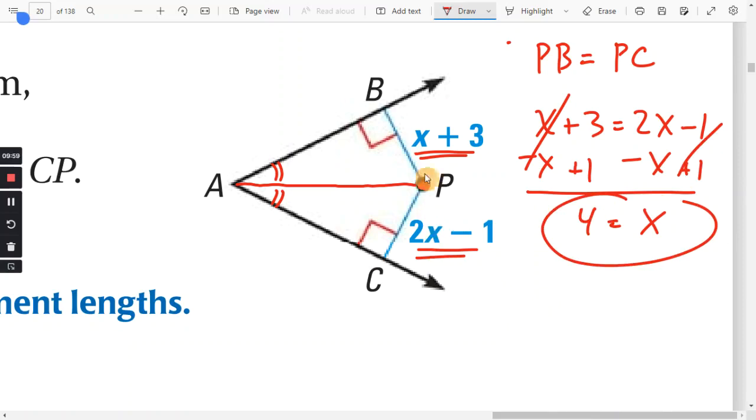If you wanted to plug it in, 4 plus 3 would equal 7. And 2 times 4 is 8 minus 1. That would also equal 7. But they only ask for x. But of course, you want them the same number. They should be the same distance.